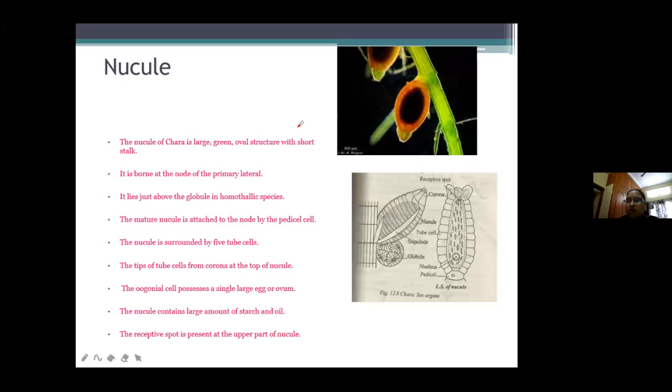It is a large oval structure. Observe, girls, this large oval structure is covered with green spirally coiled tube cells forming a sterile sheath. Do you see the lines here? Are you observing these lines? These are the covered green spirals.